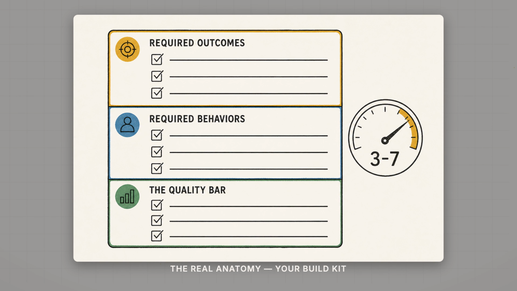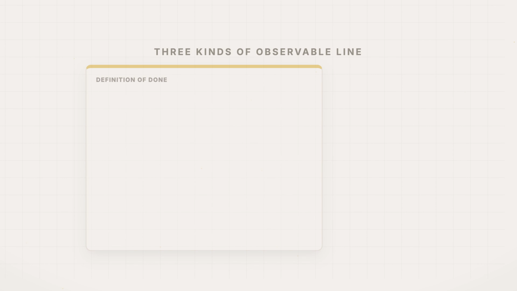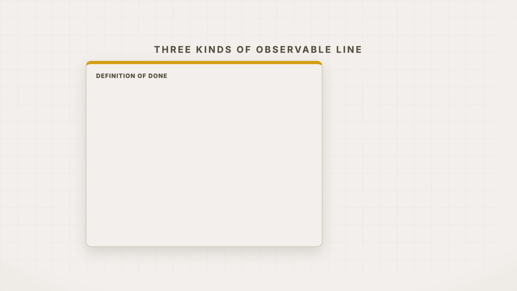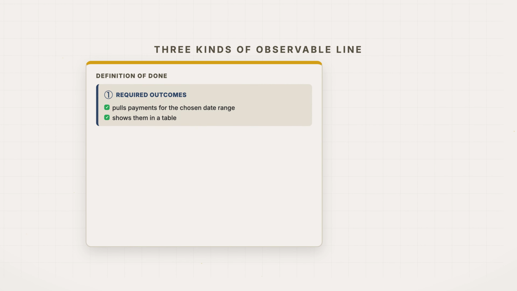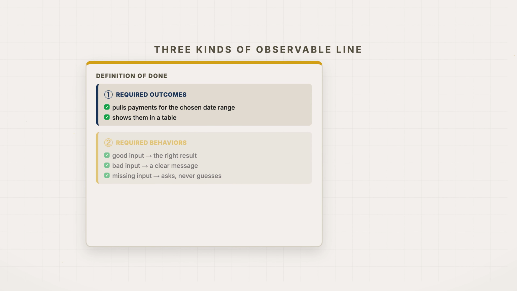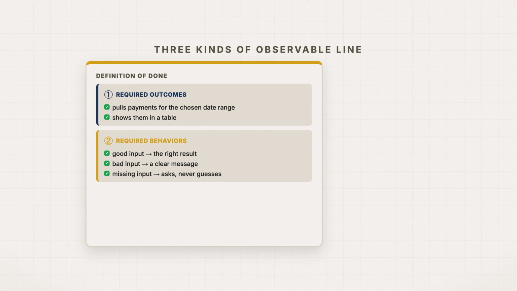The one your build kit ships with is built from 3 kinds of these observable lines. The required outcomes, the specific things this feature has to actually do, named concretely. Not pulls the data, but pulls payments for the date range the user picked and shows them in a table. The required behaviors, how it acts when things go right, and, more importantly, when they go wrong. What it does with good input, with bad input, with missing input, and exactly what it produces at the end.